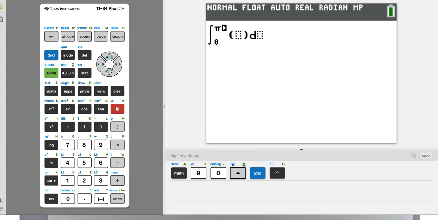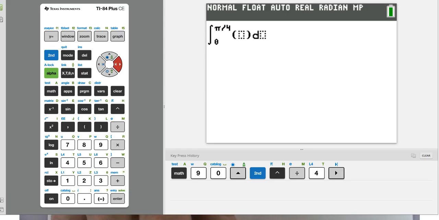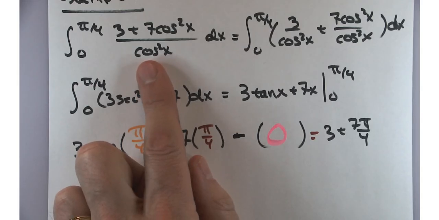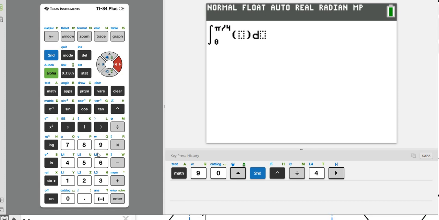Now I know that the problem is written with theta, but we're going to do this with an x just for convenience. Now we got to be a little bit careful here. Let's put this in as it's written here. One thing I'll do to help myself out is do a fraction in kind of a nice fancy way.